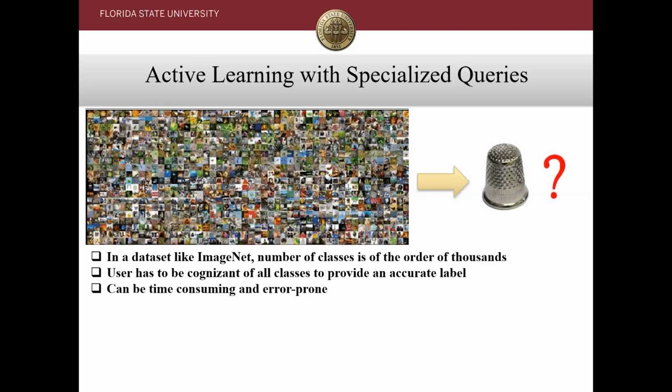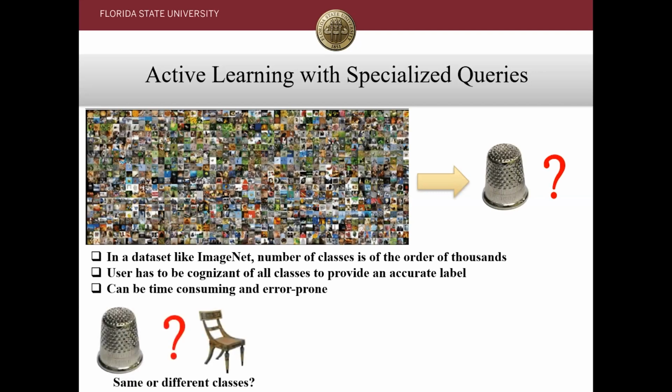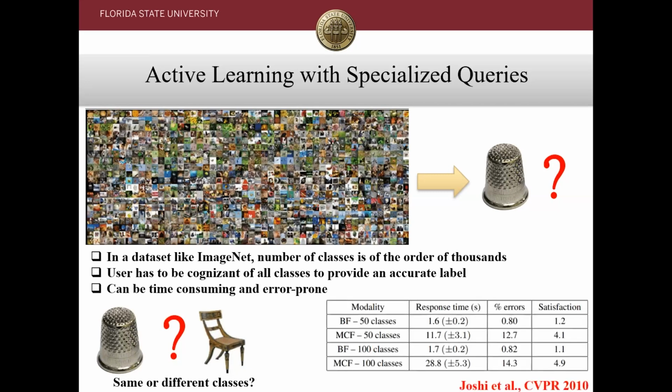So for example, let's say it queries this image. Any idea what this is? It's a thimble. But not everyone will be able to answer this perhaps. So a slightly better way to pose the question may be to identify an unlabeled sample together with a reference image and ask the question, do they belong to the same or different classes? This is a much better way to pose the question in an application like this. And people found this to be highly effective compared to other types of annotations.